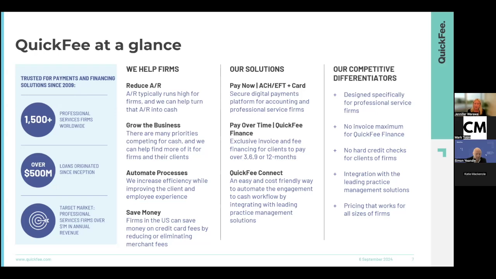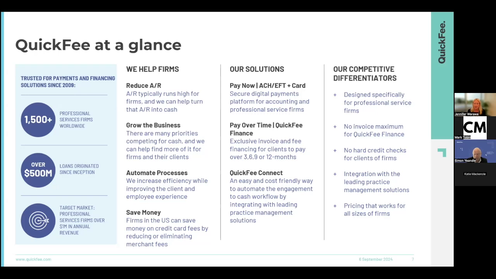Quickfee's payment platform allows a firm's clients to pay their invoice by ACH or card, which we refer to as Pay Now. Think of this as traditional digital payments. We also offer a lending option that's proprietary to Quickfee, Quickfee Finance. This pay over time option allows clients to pay monthly payments over 3, 6, 9, or 12 months, while the firm gets paid in full at absolutely no cost to the firm.